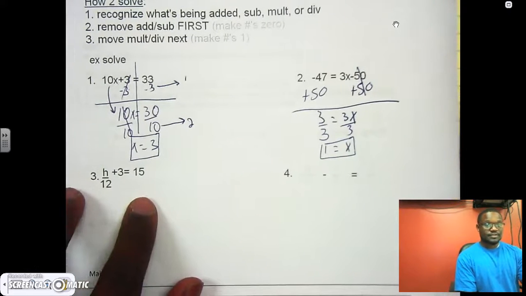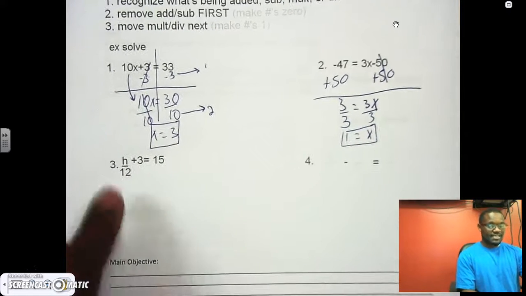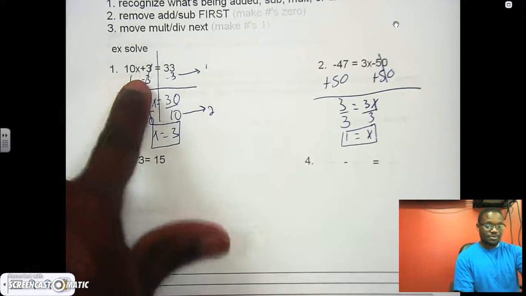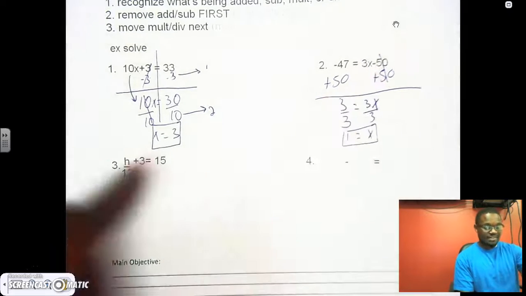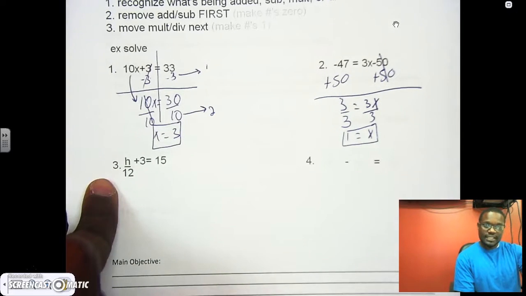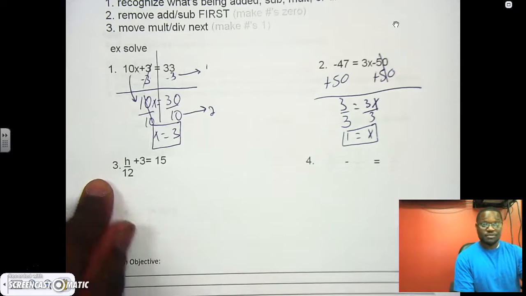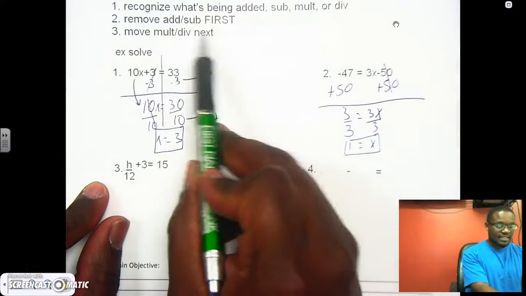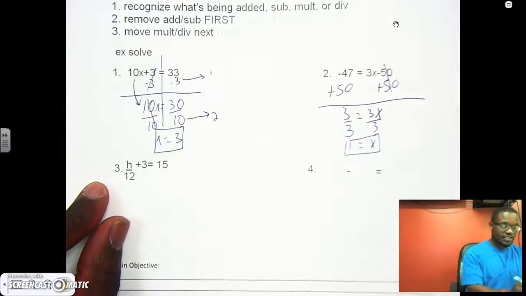Number 3 is different because I have h over 12, which means divide. I had 10x, that means multiply. I had 3x, that means multiply. Now I have h over 12, that means divide. But I'm not ready for that because the first thing we have to physically do is remove your addition and subtraction first.